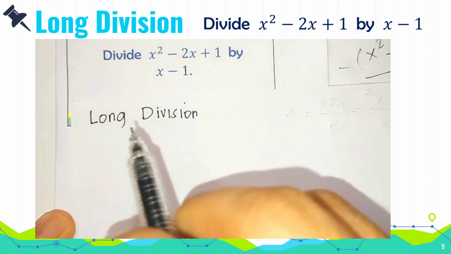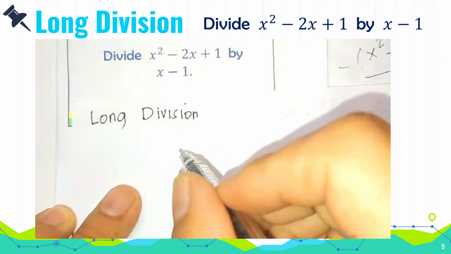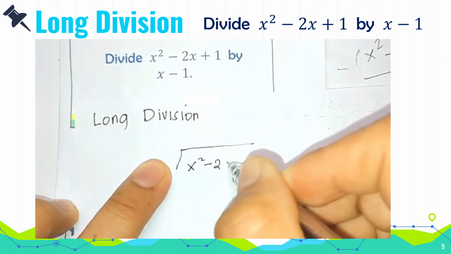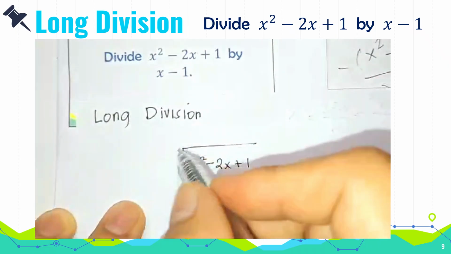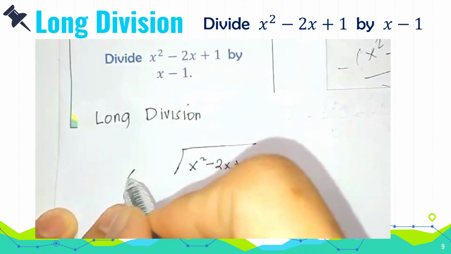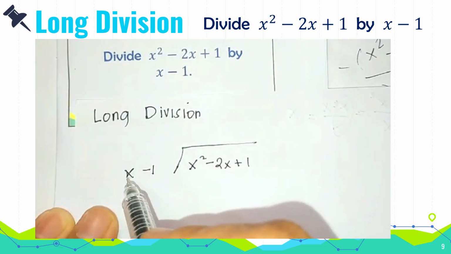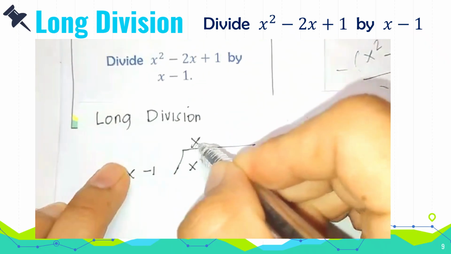Let's answer this first using the long division. We write it as x squared minus 2x plus 1. Outside will be our x minus 1. x squared divided by x will give us x.